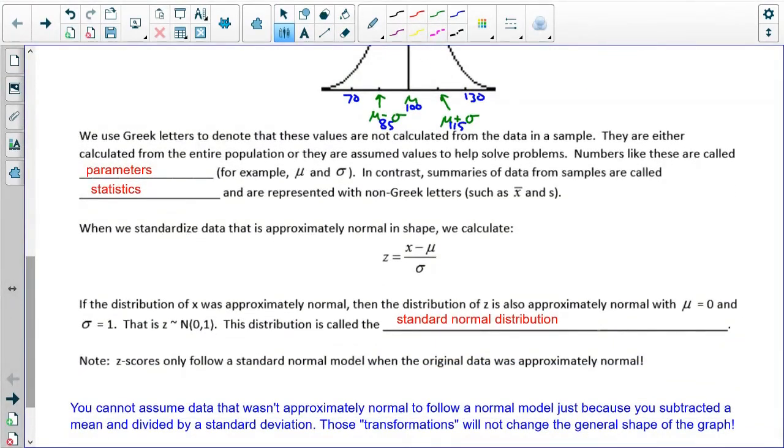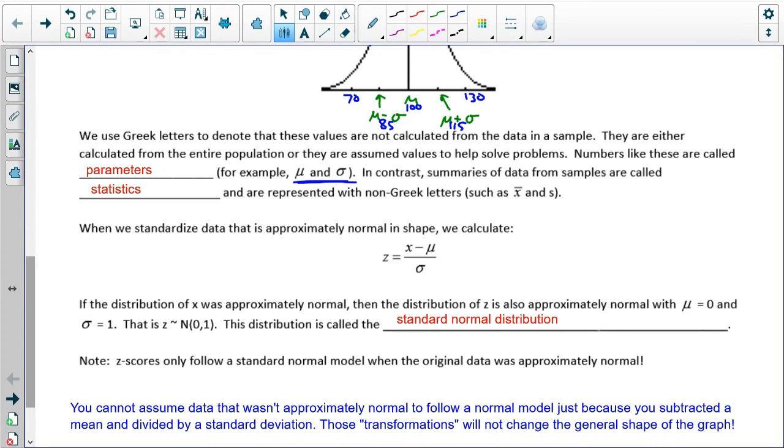We use Greek letters to denote that they're not calculated from the data in a sample. Remember that parameters are what we have when we use the Greek letters, and that means it's for the entire population. We use Roman letters, like x-bar and s, to describe statistics, Latin letters essentially.